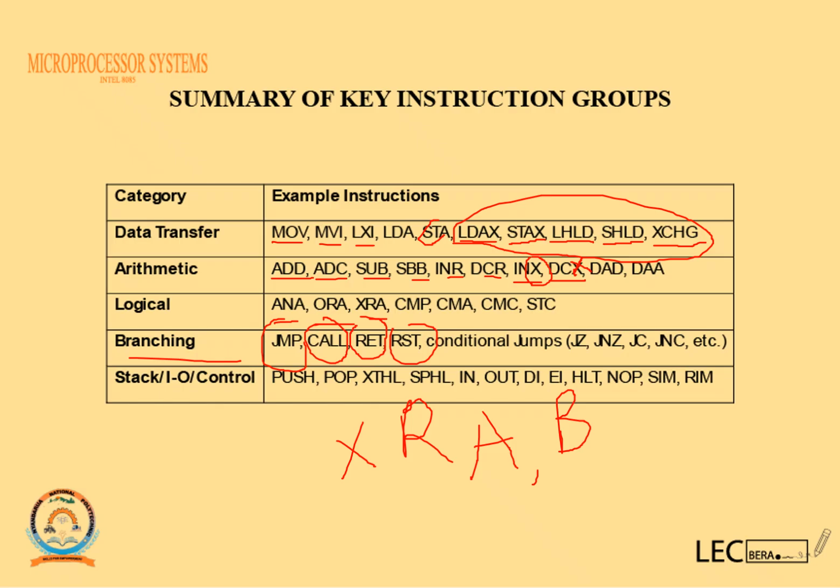I mean, you can prioritize the interrupts. Remember, we have the interrupts RST 5.5, 6.5. So you can call one of the interrupts using the RST. RET is to return, and then we have some conditional jumps. Jump if zero, jump if carry, jump if no carry, etc.